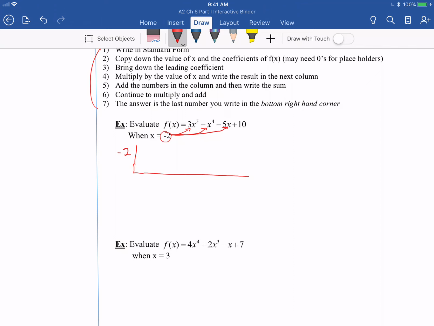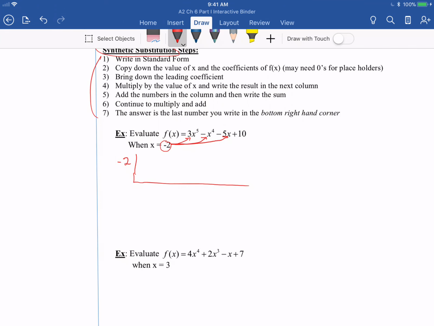Okay, and then now in here, you write the coefficients of f of x. So my first coefficient that I see, my leading coefficient, is 3. And I'm not even going to write my x's, I'm just going to write my coefficients. So that's my x to the 5th. Okay, so now if I look at this one, -1 is my x to the 4th.